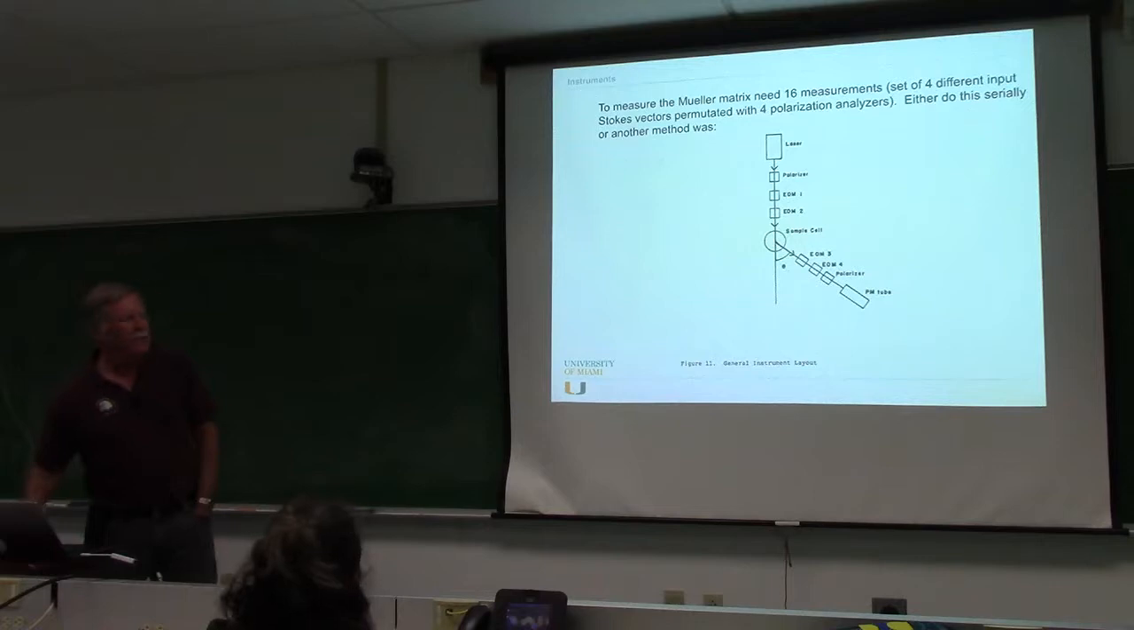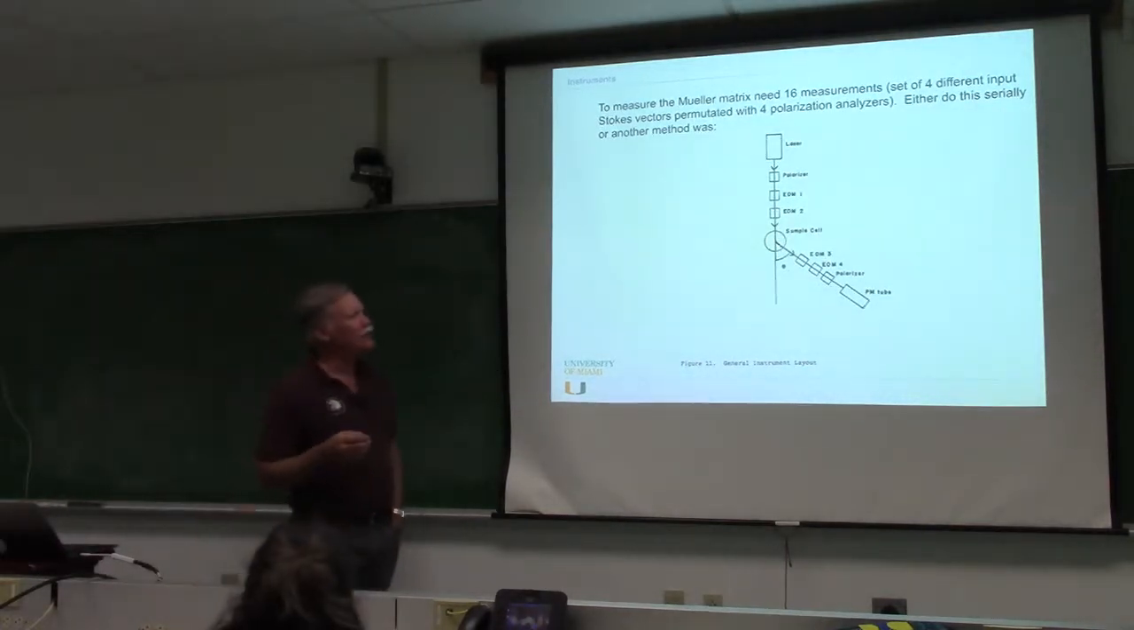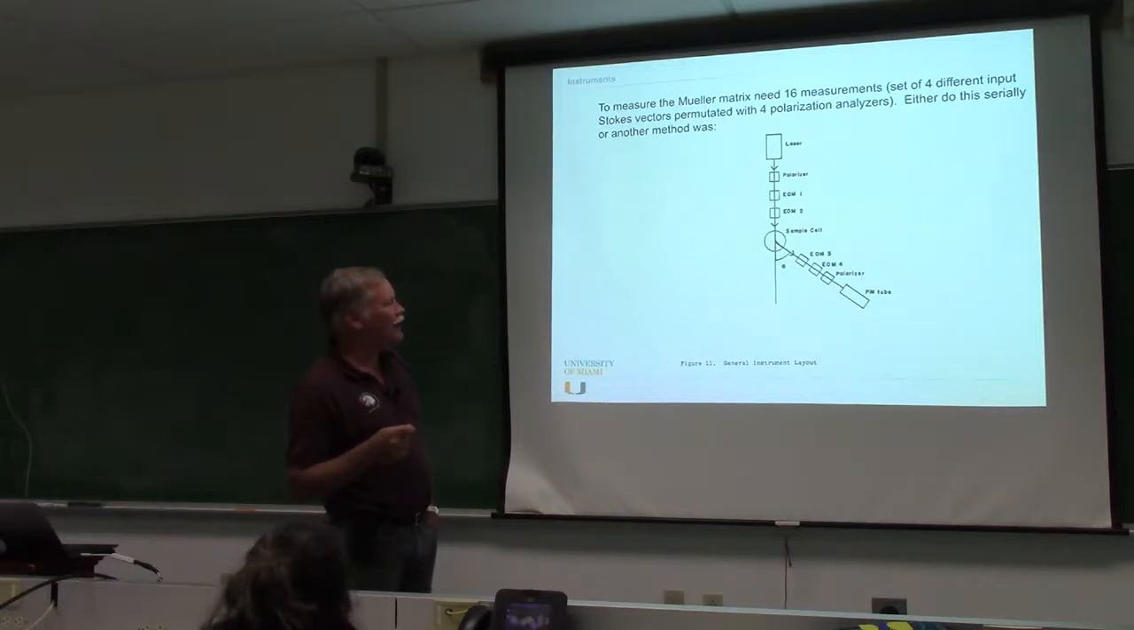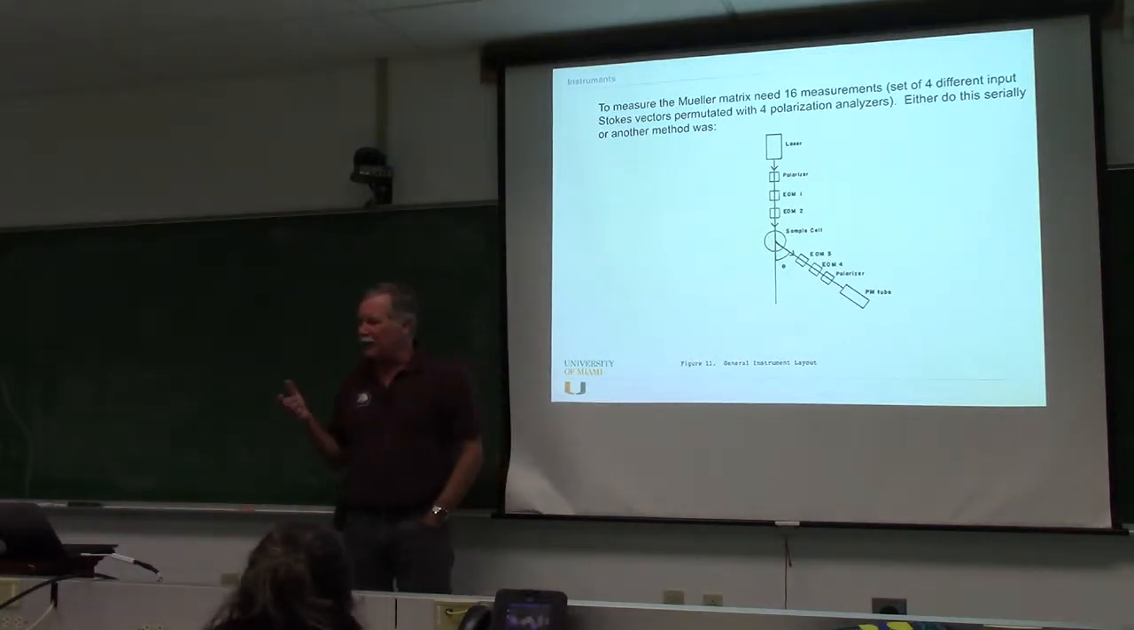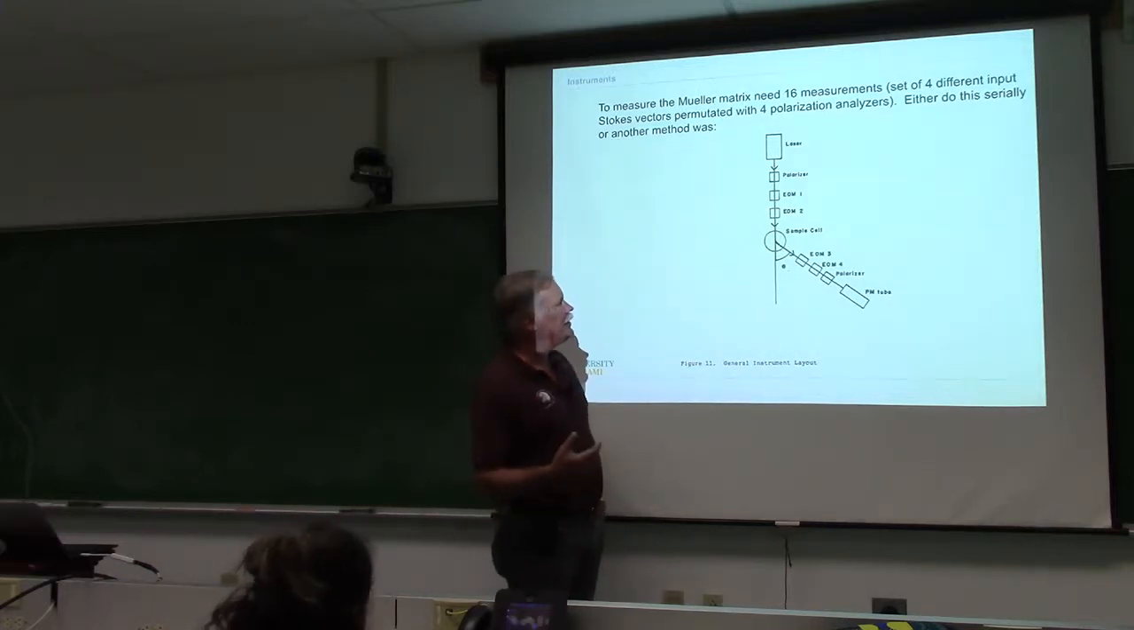Okay, so that's how you have to measure the Stokes vector. To measure the Mueller matrix, I said before, you have to have 16 different elements, so you have to have 16 separate measurements to be able to do it.